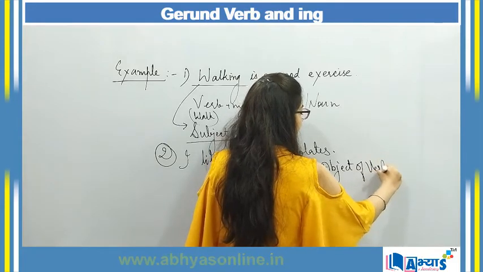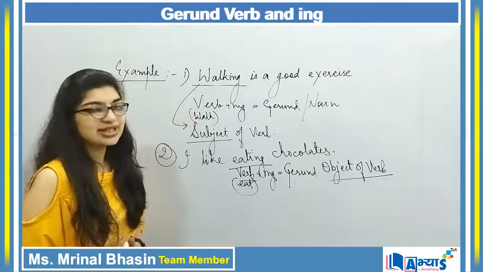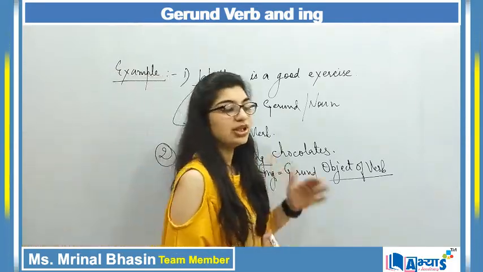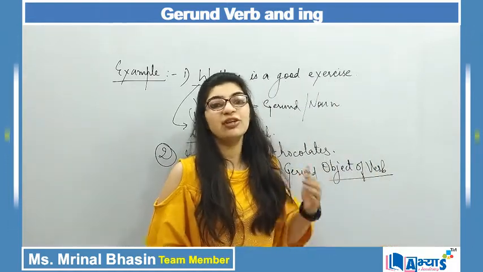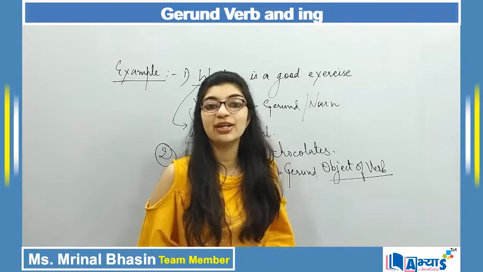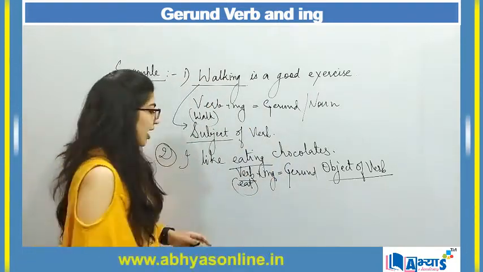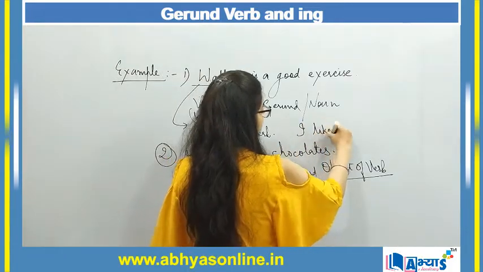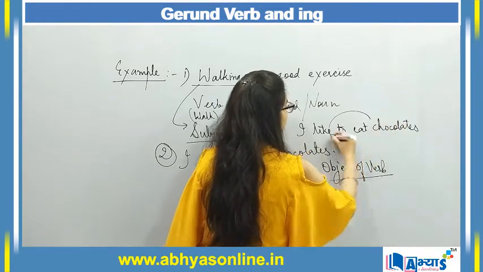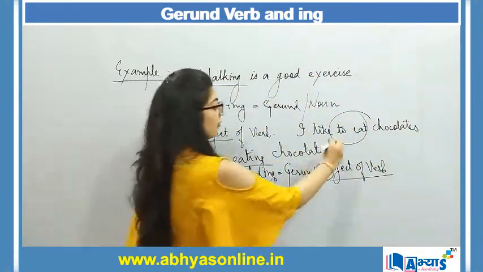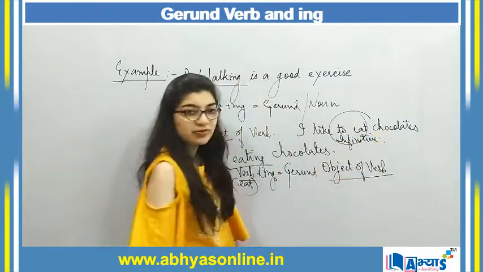So this is the difference, how the gerund can act as an object and it can also act as a subject. These two are examples of gerunds. Do not get confused between gerunds and infinitives, because gerunds are all those verbs which end with ing, while infinitives are all those verbs which are preceded by to. So if I say I like eating chocolates, then definitely it is a gerund. But when I say I like to eat chocolates, here to plus a verb is referred to as an infinitive. So this is a small difference between infinitives and gerunds.